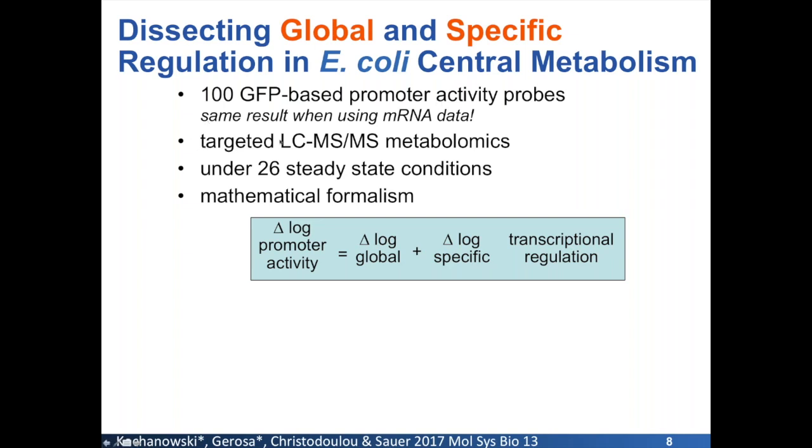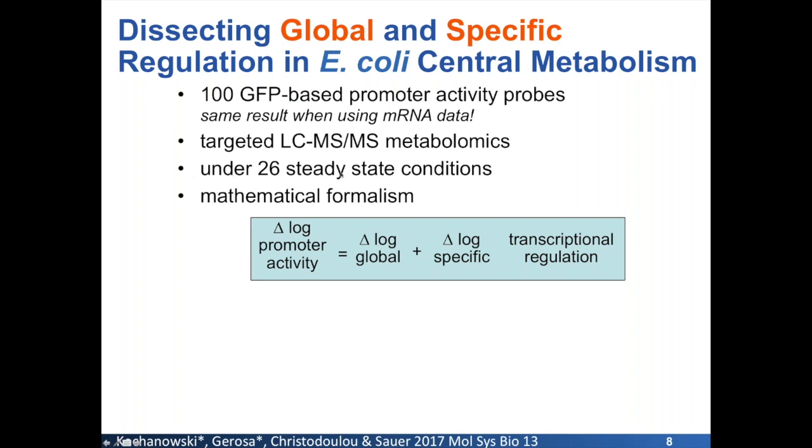We use targeted LC-MS metabolomics. This is a standard method we've been using for a while. It's very targeted to central metabolism. We can generate absolute concentrations for about 100 metabolites in central metabolism. And we do this under 26 steady state conditions.